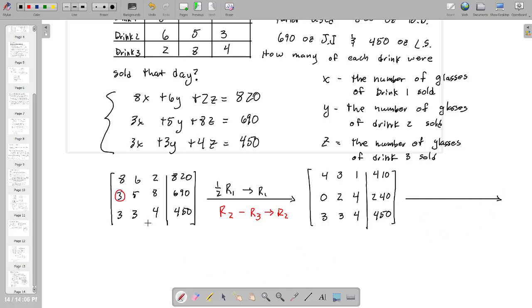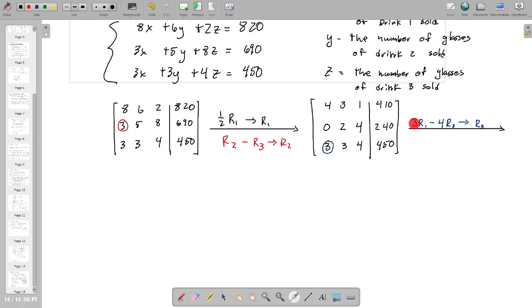All right, next, I want to get a 0 here because I'm trying to get this into reduced row echelon form or row echelon form. It doesn't really matter which one. We do 3 times row 1 minus 4 times row 3, replace row 3. You can multiply both rows by a constant if you need to. I like to do this so that I don't have to divide in order to get fractions. I don't like dealing with fractions when I'm doing matrices, Gaussian elimination.